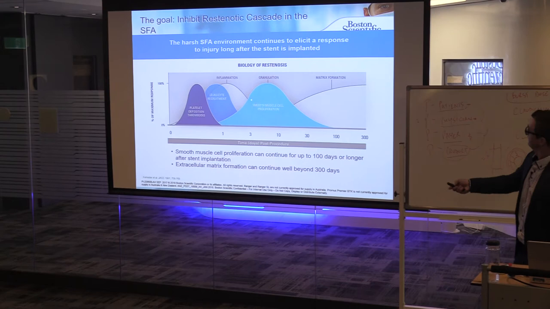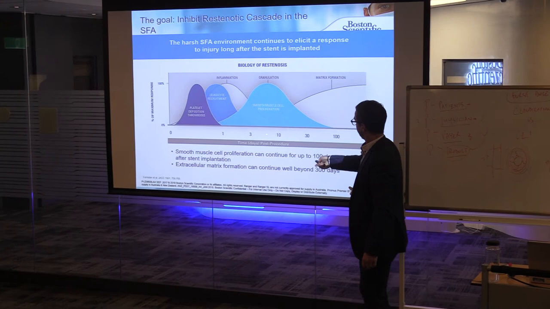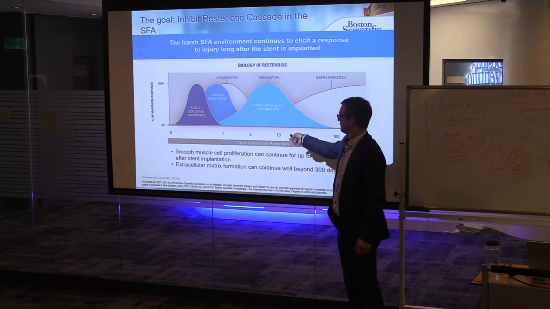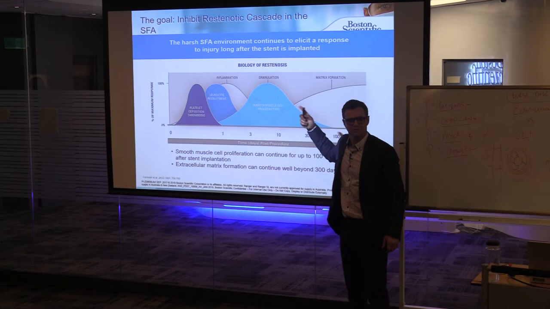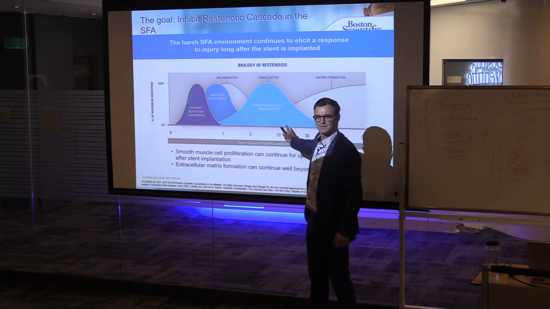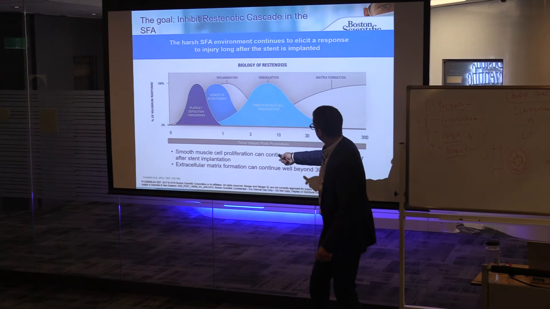If we have a look at the biology of restenosis, it looks like the bulk of it is happening around this 7 month mark, somewhere between the 3 and the 10, right? So it's happening somewhere around the 6-7 month mark. So shouldn't we be having, don't we need a device that keeps putting drug out at 6 months? Not necessarily. Look where it starts.